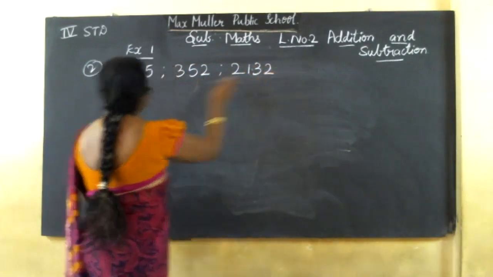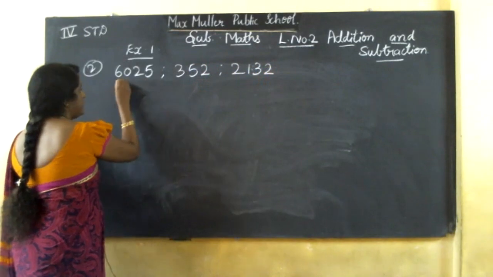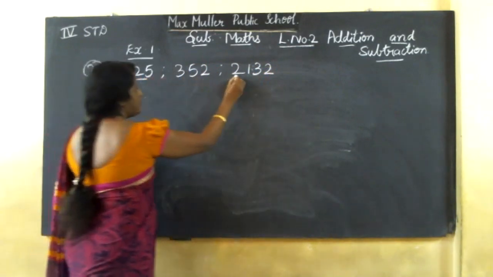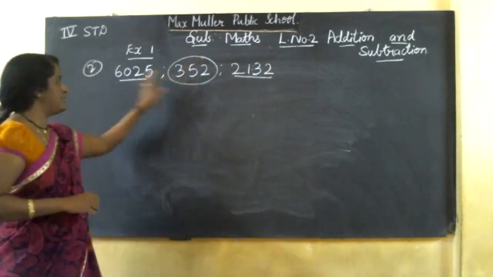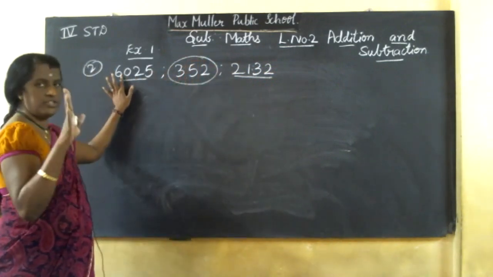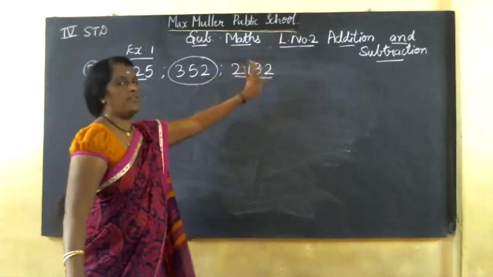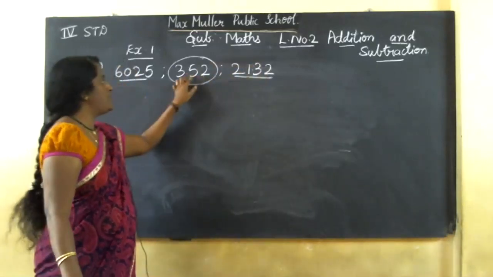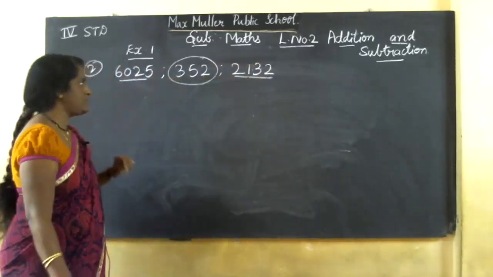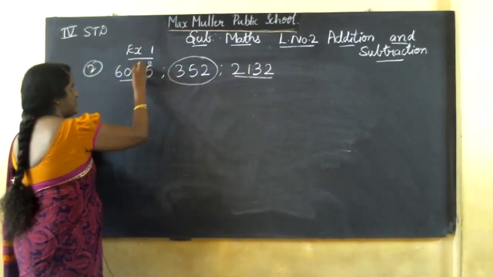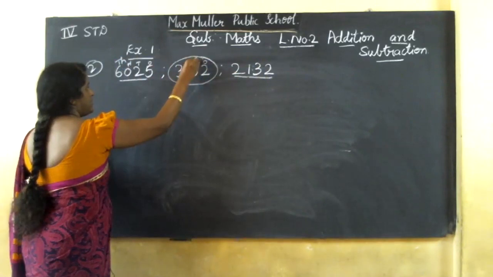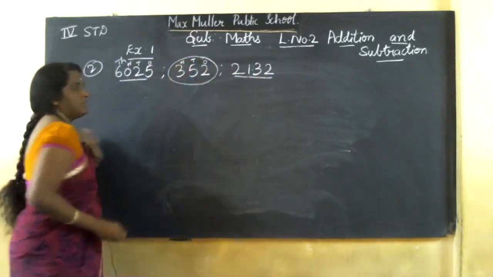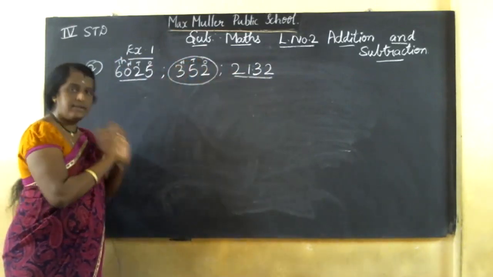Yes, here 4 digits are there. Here 4 digits are there. Here 1 digit, 3 digits are there. See here 1, 2, 3, 4. 4 digits. 1, 2, 3, 4. 4 digits. 1, 2, 3. 3 digits. See, this is ones, tens, hundreds, thousand. This is ones, tens, hundred. So this 3 you should start from hundreds place.